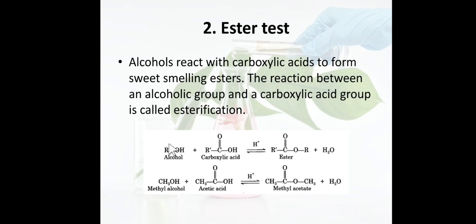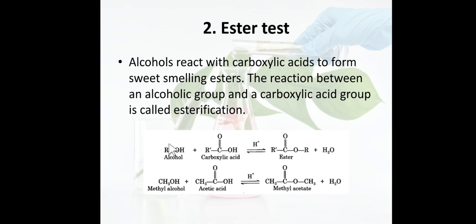Now the next test is the ester test, that is the formation of ester. So when we react alcohols with carboxylic acid in the presence of an acid catalyst, there is a formation of sweet smelling esters, and this is the indication of the presence of alcoholic OH group in the natural product. This reaction between an alcoholic group and a carboxylic group is called esterification. This sweet smelling ester is the confirmation for the presence of alcoholic OH group in the natural product.